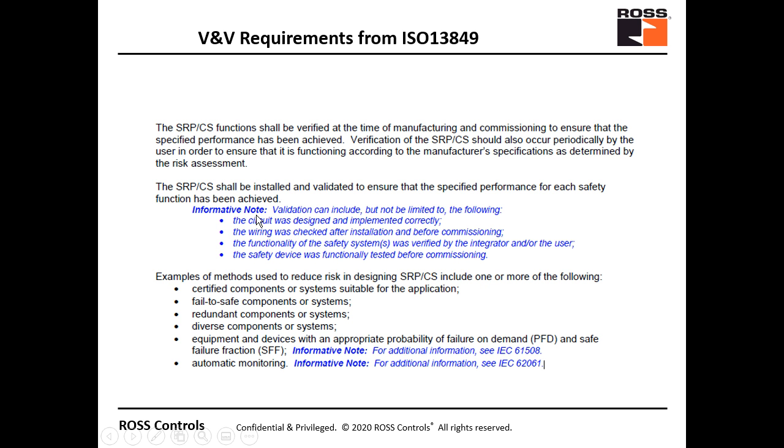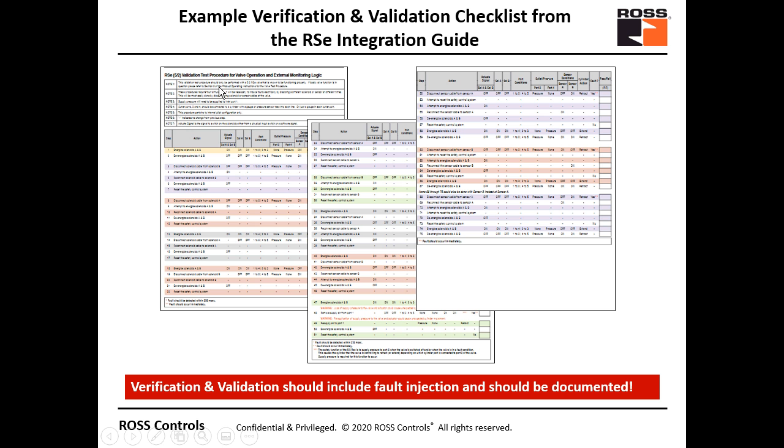And so what it says is that validation can include that the circuit was designed and implemented correctly, that the wiring was checked after the installation and before commissioning, and the functionality was verified by the integrator, and that the safety devices were functioned and tested. What happens with these is that we need to have a documented process. So what Ross has done for every one of our products, we have a full verification and validation checklist that helps users understand, okay, what happens when I pull the wire off solenoid A, or when I pull the sensor wire off spool A. So we have the steps we need to do to validate that our valve's working properly. So verification and validation is, to me, one of the most critical parts that's most overlooked in safety system design. And Ross can help with that.